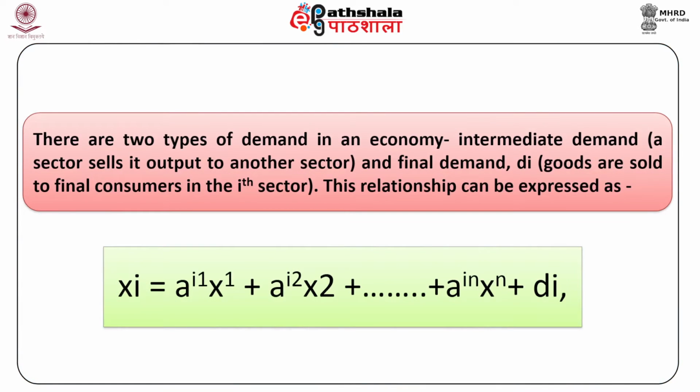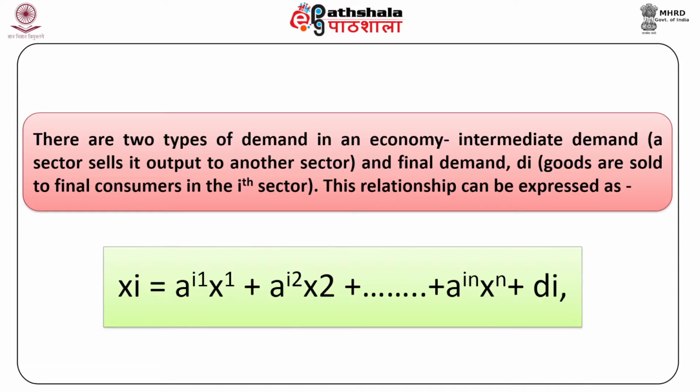Basic concept and the derivation. One must understand the basic premise for an input-output table. Let us suppose we have an economy with n sectors where every sector produces xi units of identical goods and the jth sector must consume aij units from sector i to produce a single unit. There are two types of demand in an economy: intermediate demand, that is a sector sells its output to another sector, and the final demand Di, that is the goods which are sold to final consumers in the ith sector.